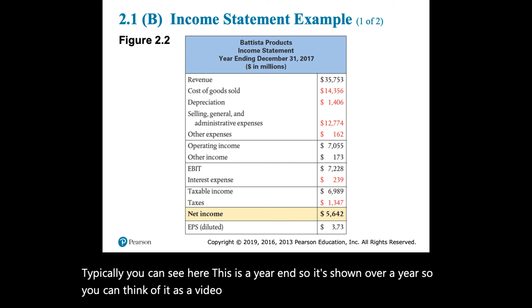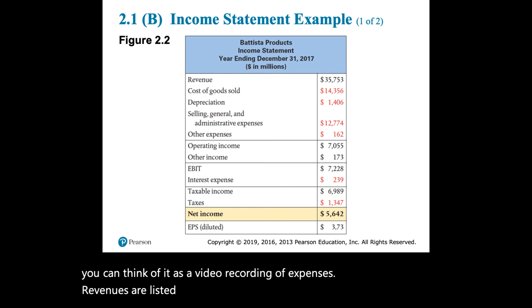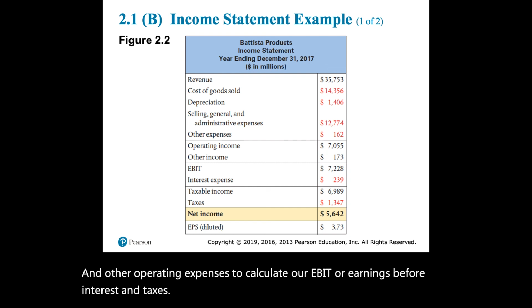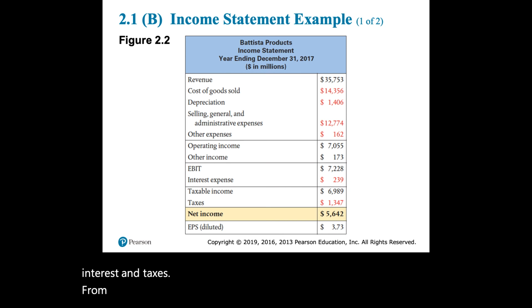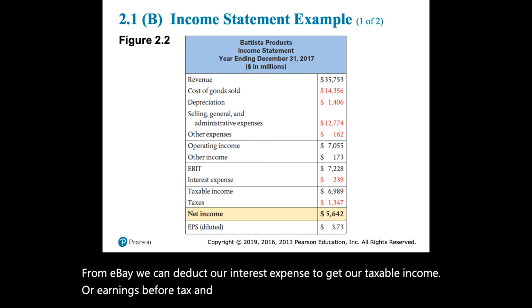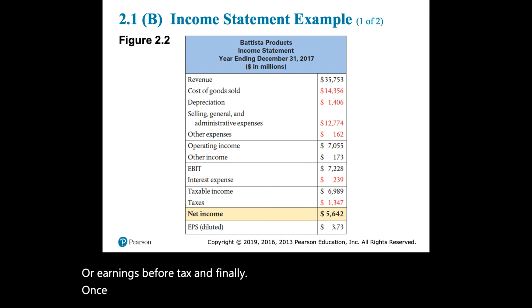Now, revenues are listed first, followed by the cost of goods sold, depreciation, and other operating expenses to calculate our EBIT, or earnings before interest and taxes. From EBIT, we can deduct our interest expense to get our taxable income, or earnings before tax. And finally, once we apply our appropriate tax rate, we can deduct and arrive at our net income.